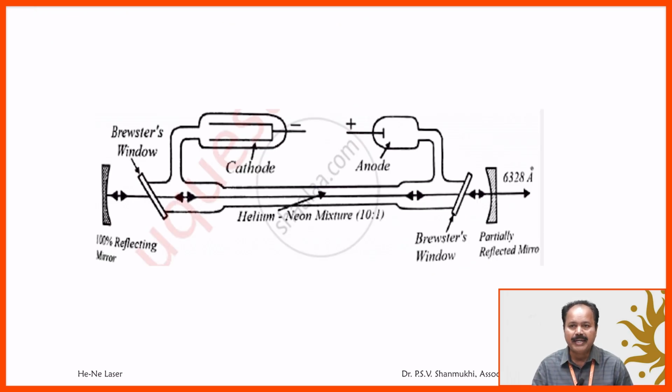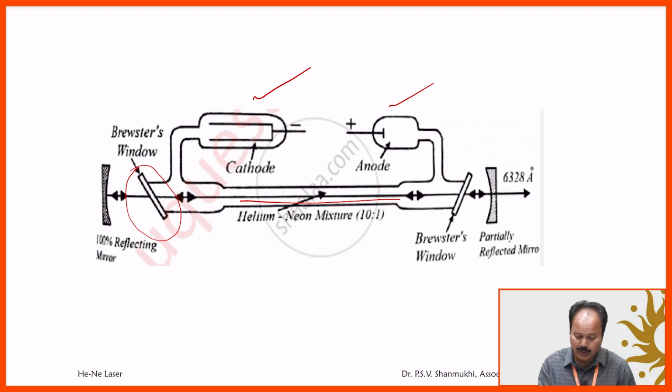Coming to the schematic representation, it is given here. In the schematic representation, this is a long discharge tube. Two electrodes are provided, one cathode and the other anode. This is actually a glass chamber. The opposite ends are sealed with inclined glass windows. This is one glass window, and this is another glass window.